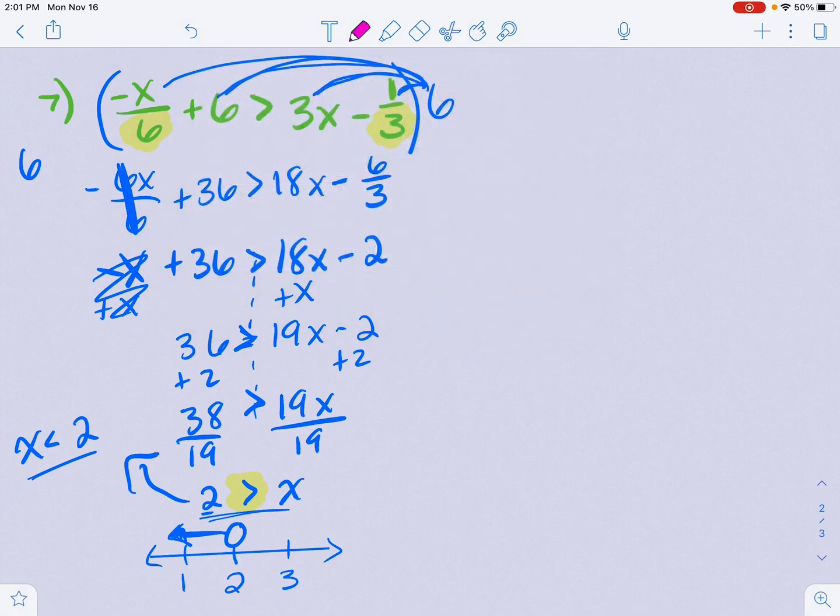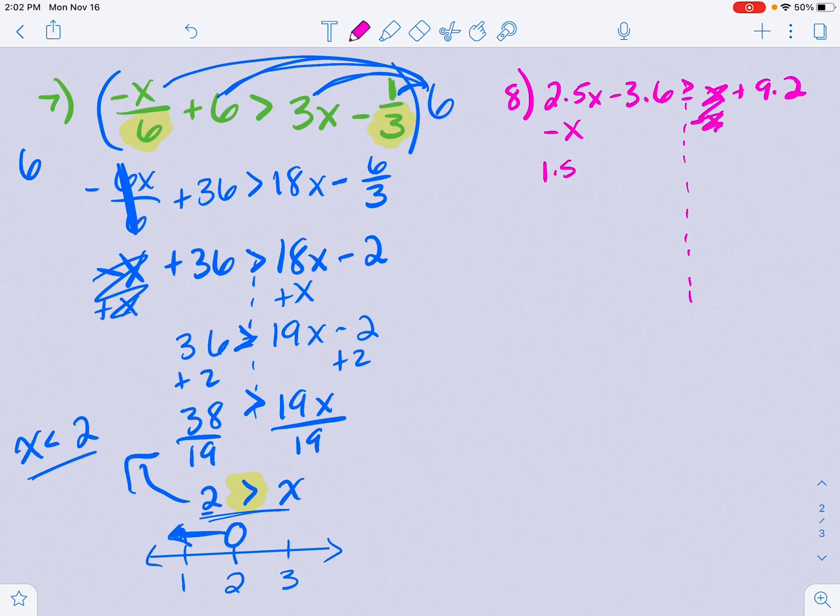Okay, last one. Last one, we have 2.5x minus 3.6 greater than or equal to x plus 9.2. Okay, now remember, use a calculator. Decimals, exact same process. Do your dotted line straight down from the equal sign. We need to get our x's on one side, numbers on the other. I'm going to move my smaller x. So since this is a positive x, I'm going to subtract it. So that's gone. 2.5x minus 1x gives me 1.5x.